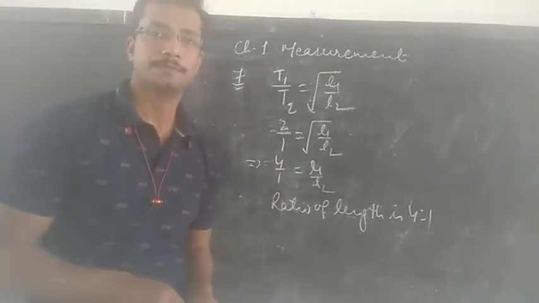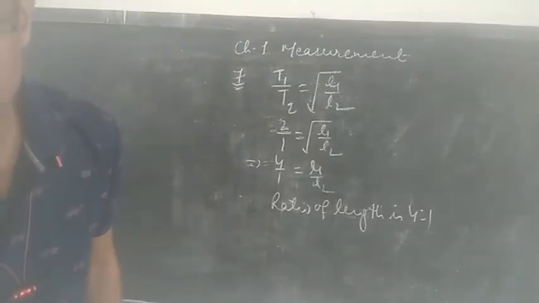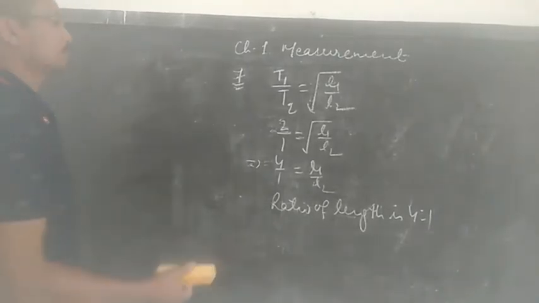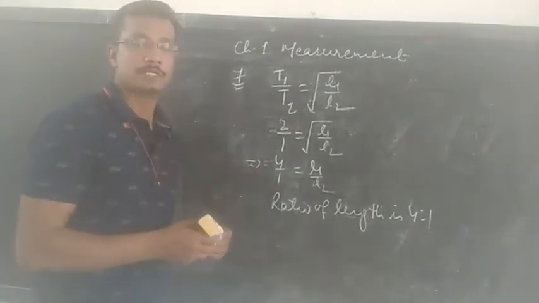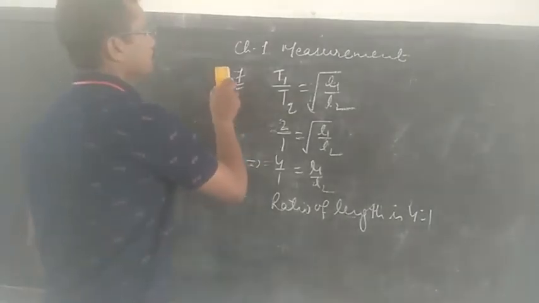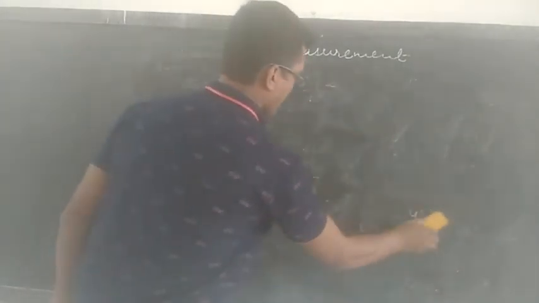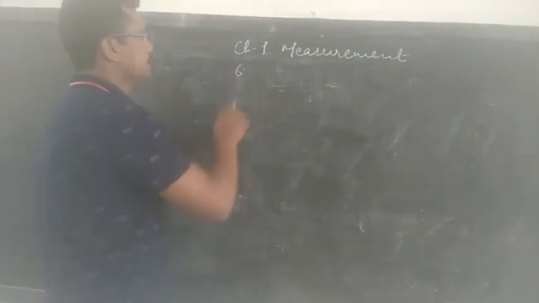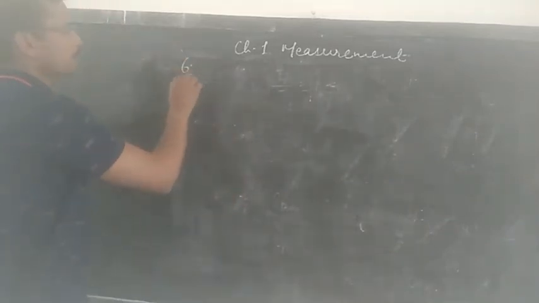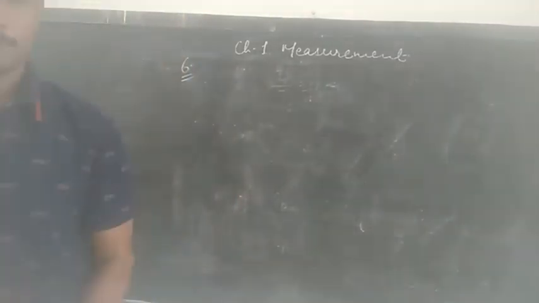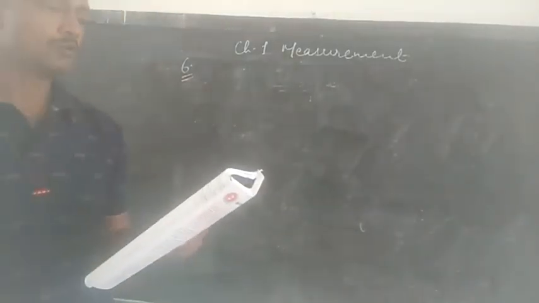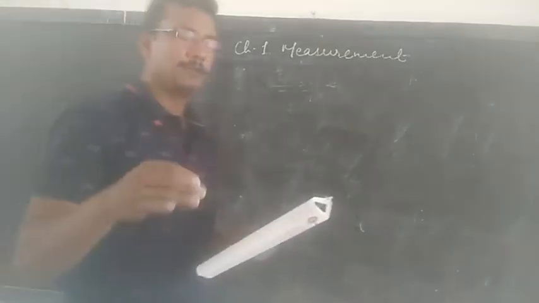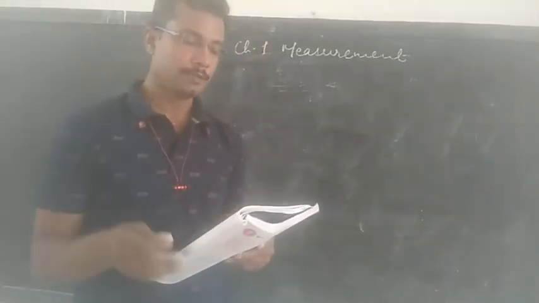I hope it is clear. We will see one more question. That is question number 6. Let's see question number 6 now. A pendulum completes 2 oscillations in 5 seconds. What is the time period? So it's given that the number of oscillations made in 5 seconds is 2.